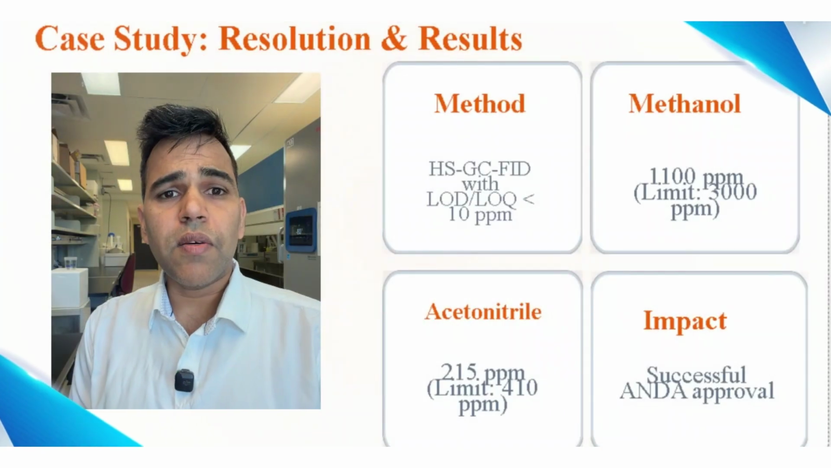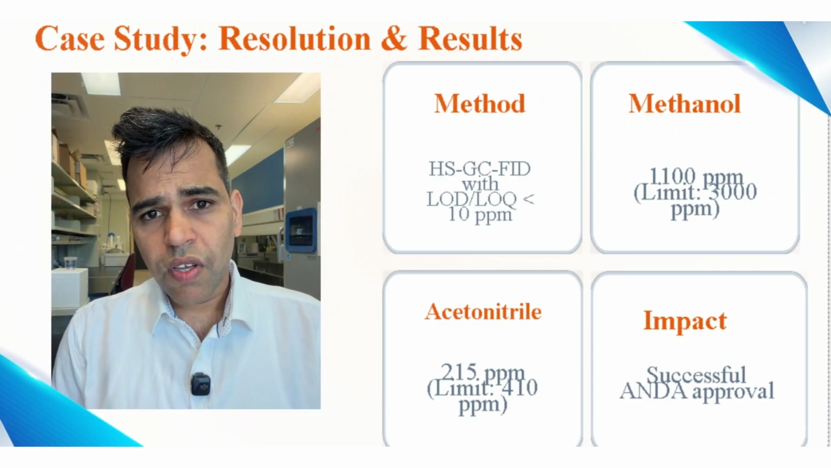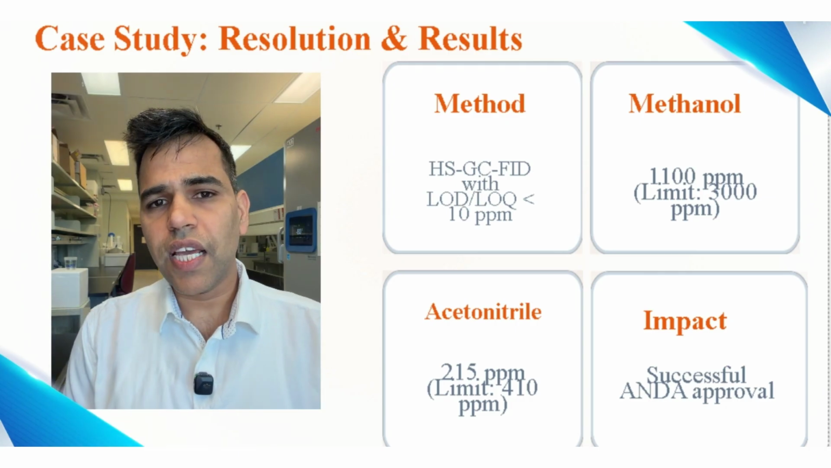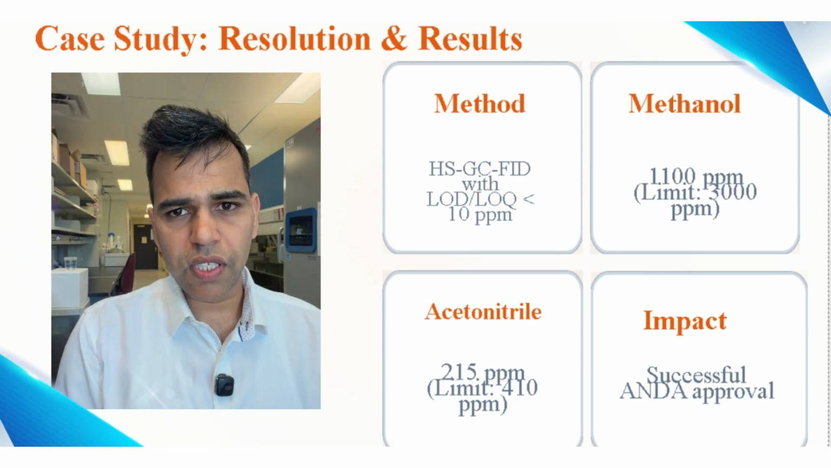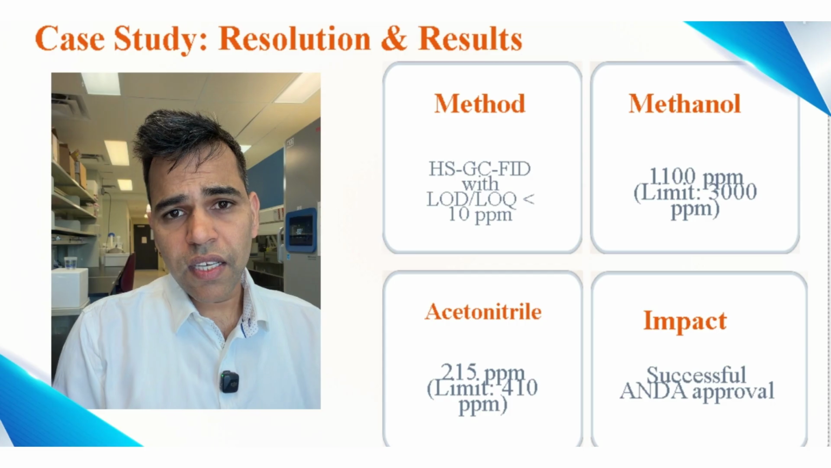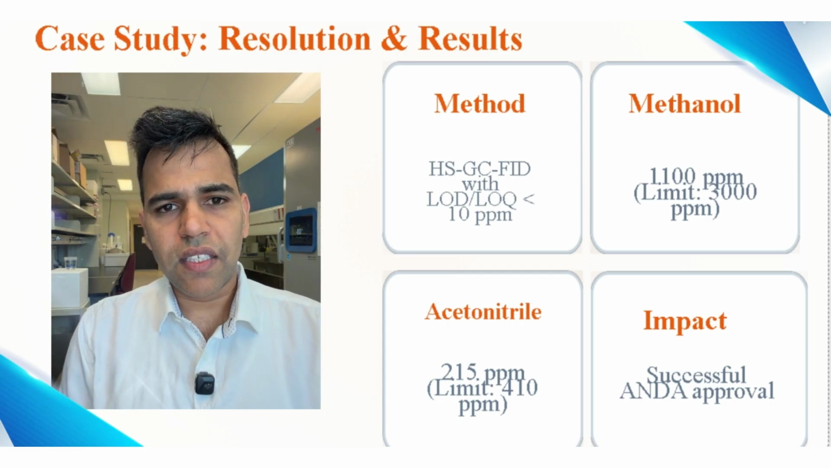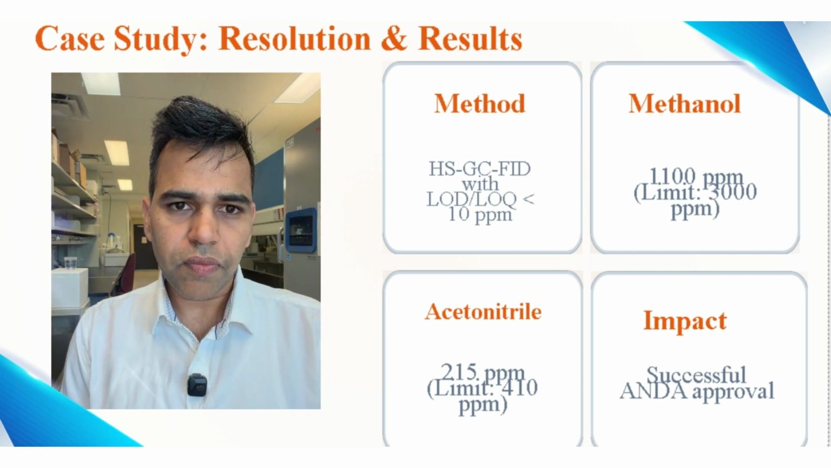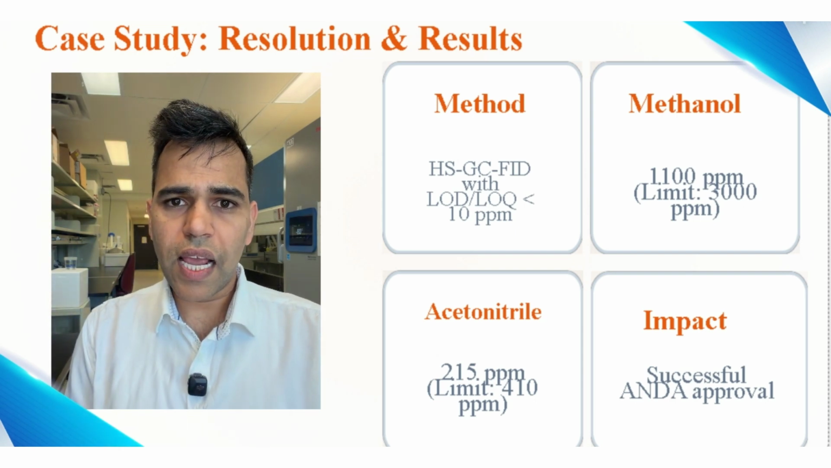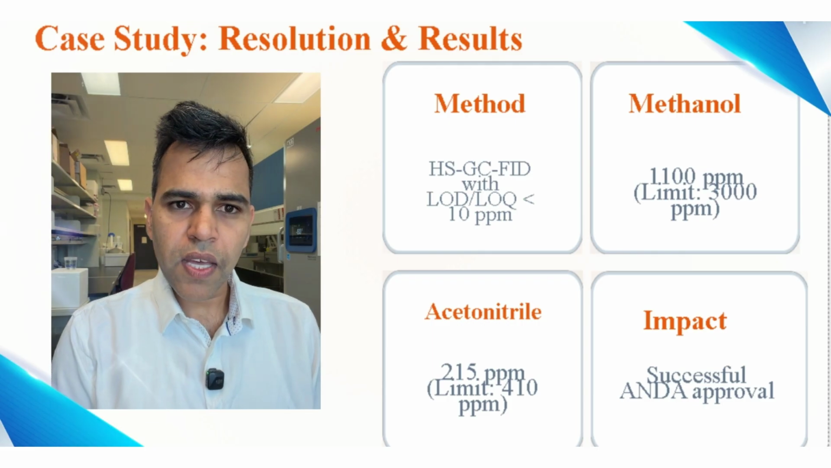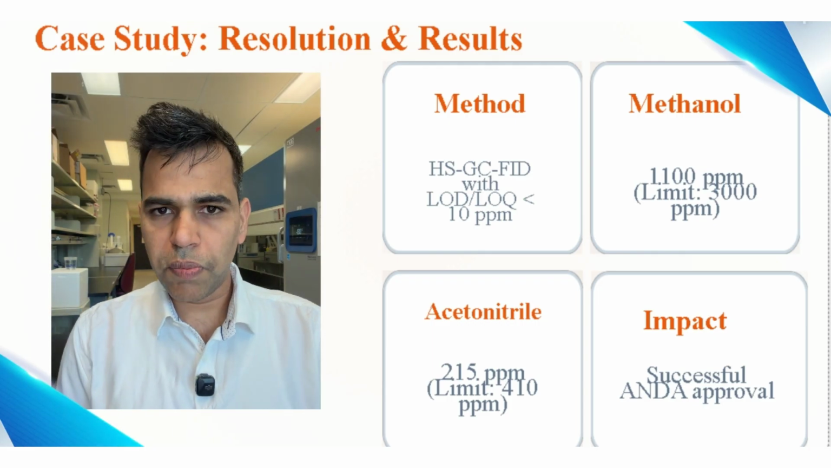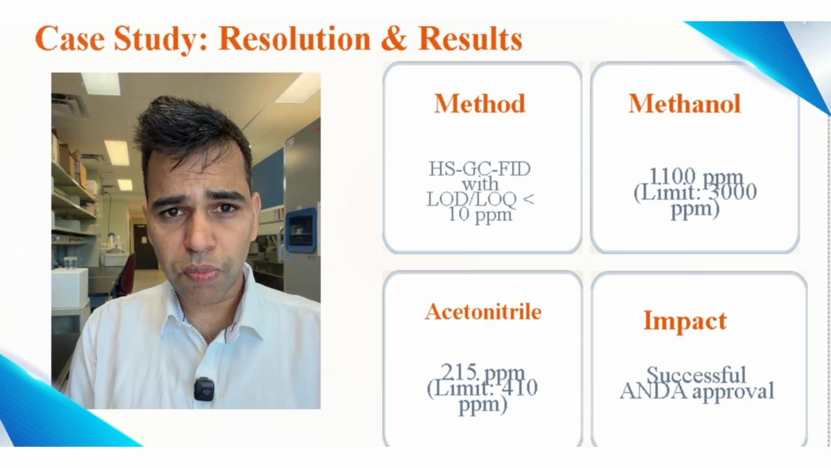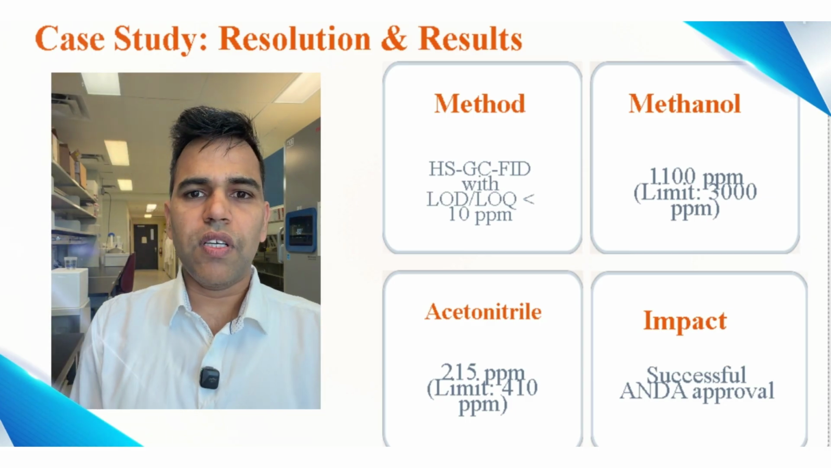Another part of the case study is the resolution and results. To solve this problem, a high sensitivity headspace GC method was developed and validated. After improving the method, the detection level went below 10 ppm. The final results showed acetonitrile at 215 ppm and methanol at 1100 ppm, both within the acceptable limits. These helped the project move forward successfully without regulatory issues.